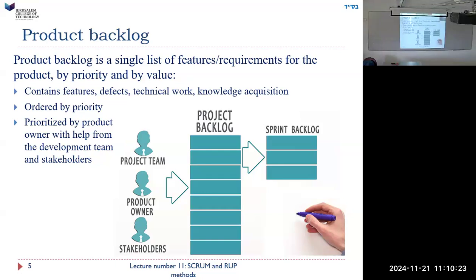The product backlog is a single list of feature requirements for the product by priority and by value. By priority and value, I'm not sure if it's necessarily sorted, but it's a list of all kinds of things. It may have a field here that says its value, its priority and value, how valuable it is, how desired it is. It's similar to priority.